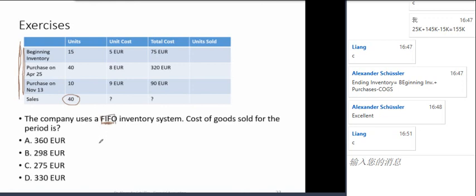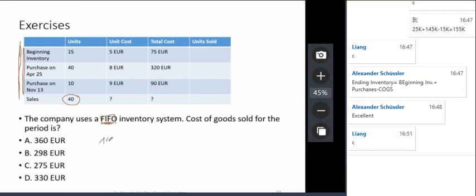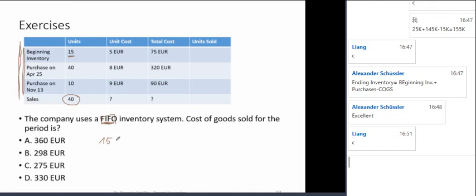That's why we take the first in, first out. You take 15 times 5, because here the unit cost is 5. Plus, and the question is now, how many do we have left? If we take 15 of those, we have 25 left, because 15 are this, and then we have to take 25 of those.